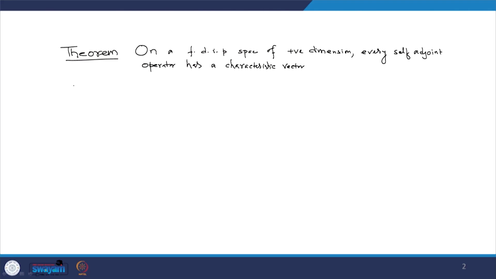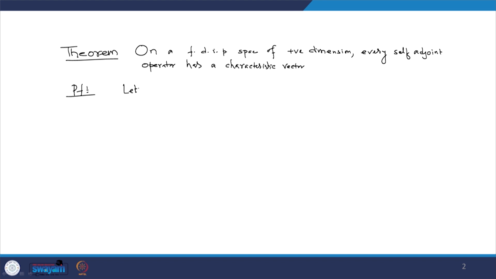Suppose I consider a finite dimensional inner product space, and then my claim is that every self-adjoint operator has a characteristic vector. So, let me prove this result.